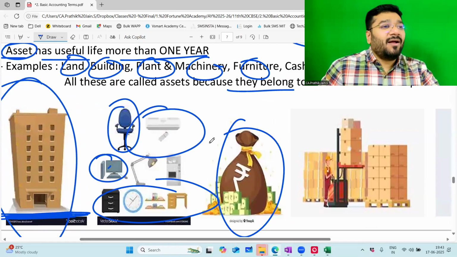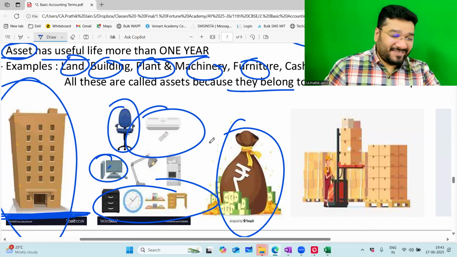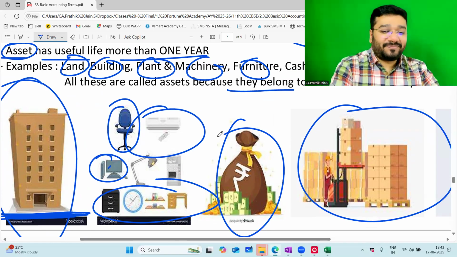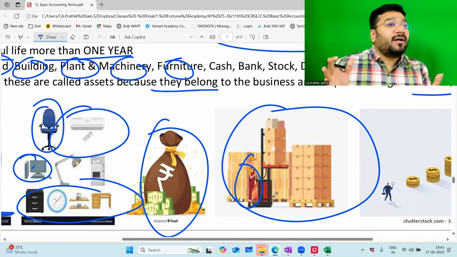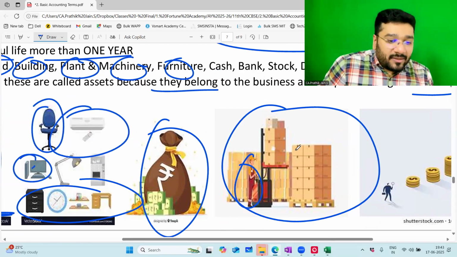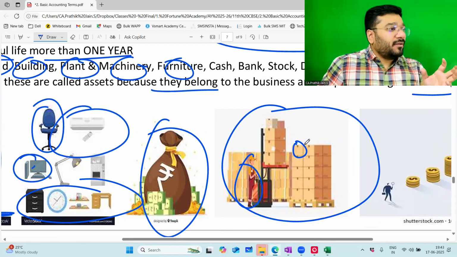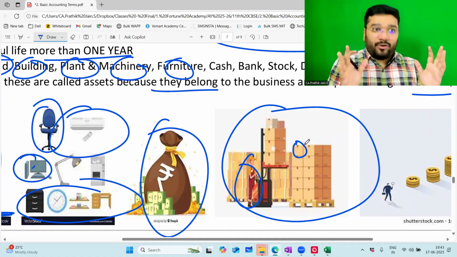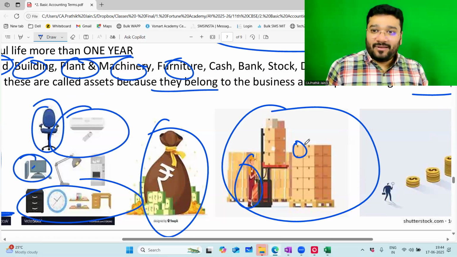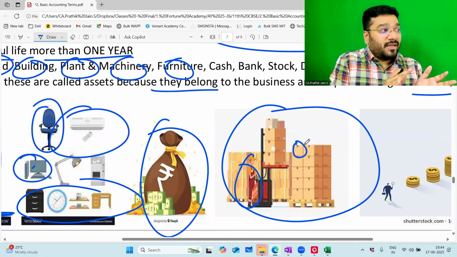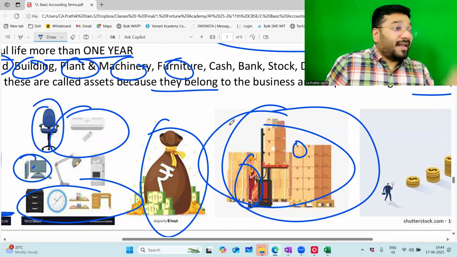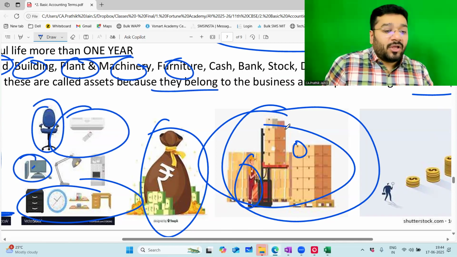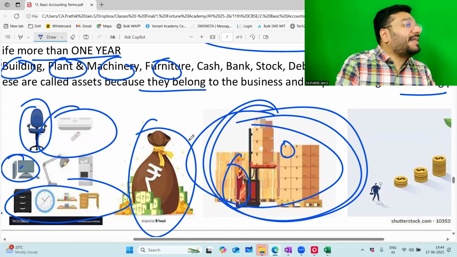What is this? Cash. Money. Cash. This is stock. This is an employee trying to organize all the unsold stock. All these boxes, in the box there are items which I sell. So that box is unsold in the business. This is in my godown or warehouse where I stack the goods which are unsold. This is called stock. This is called inventory.